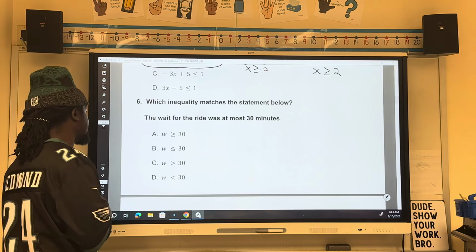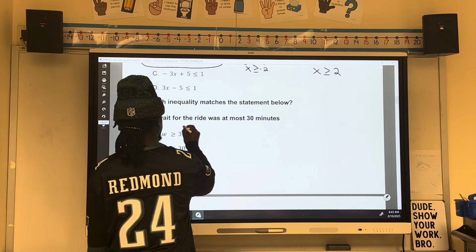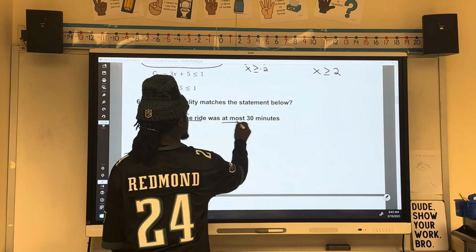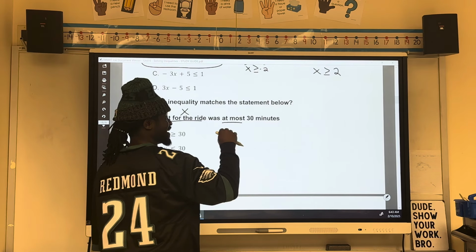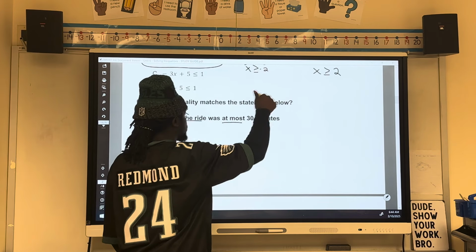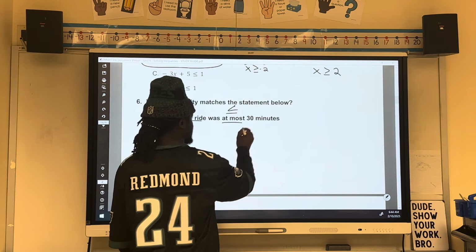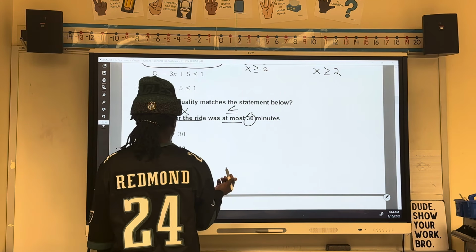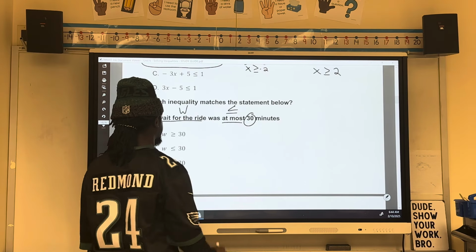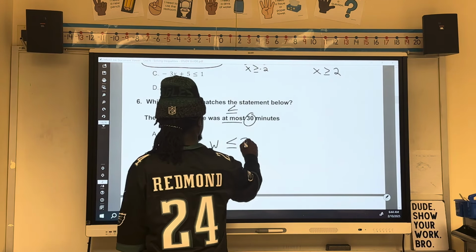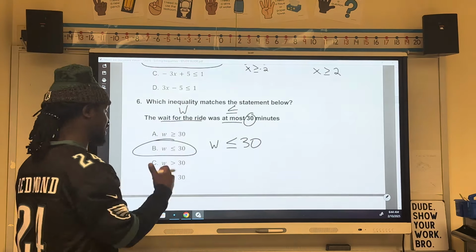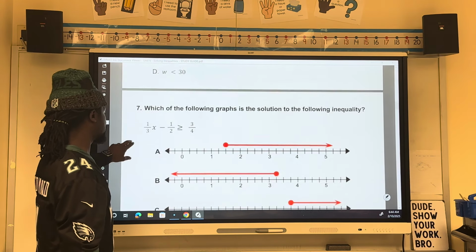Which inequality matches the statement below? The weight for the ride was, okay, so the weight for the ride is what we're looking for. That's what we don't know. That's our x. Was at most. At most means that it could be that or less, right? It can't go over that. So it must be less than or equal to. That's what at most means. And then we got 30, okay? So our inequality, and they use W for weight, I like that, okay? So weight was at most, less than or equal to 30, all right? And then just pick that one, all right? Again, at most means this has to be less than that. Can't be over that, all right?